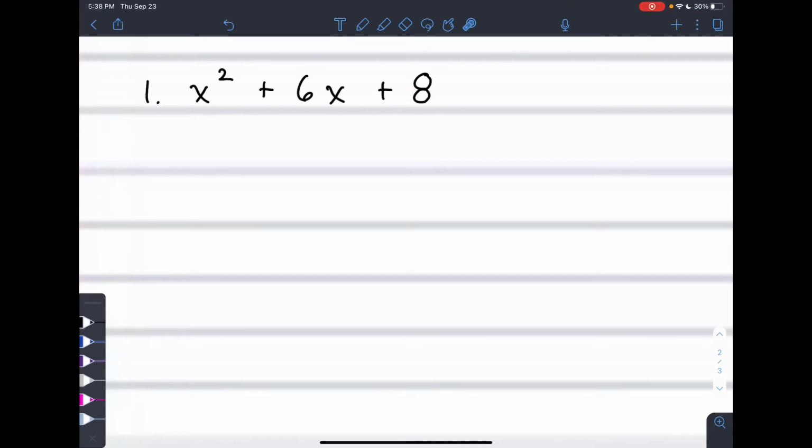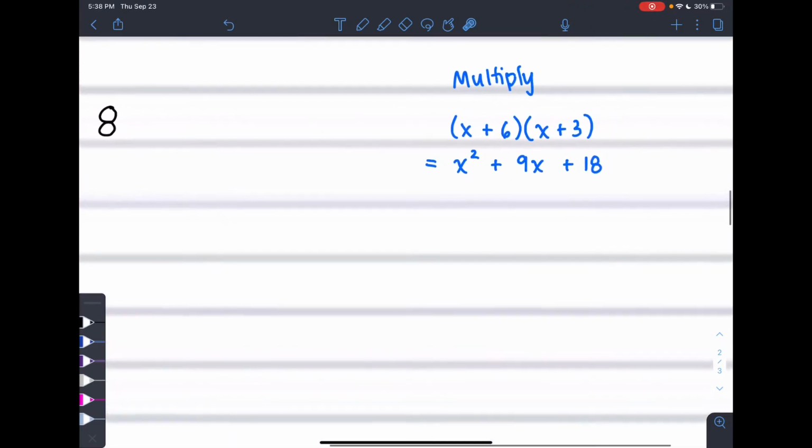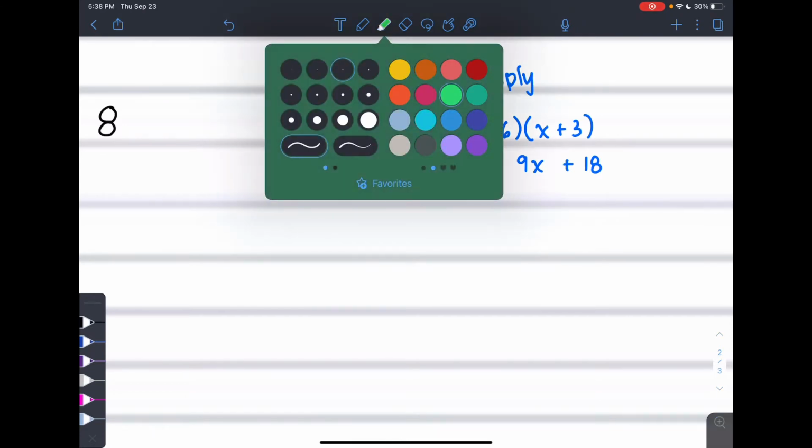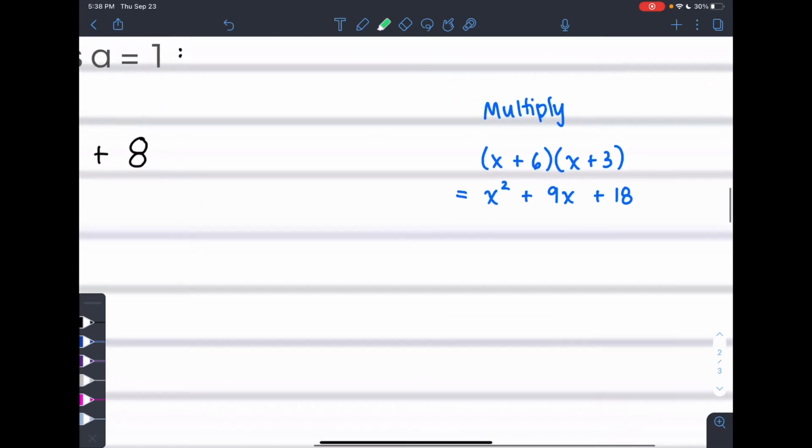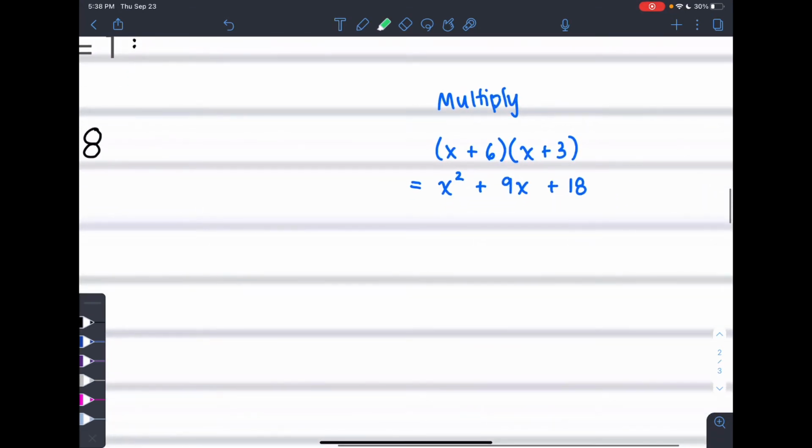Now let me go back to this guy really quick. And I want you to see something. Something interesting is happening here. There's a relationship between these values and the values that end up here.